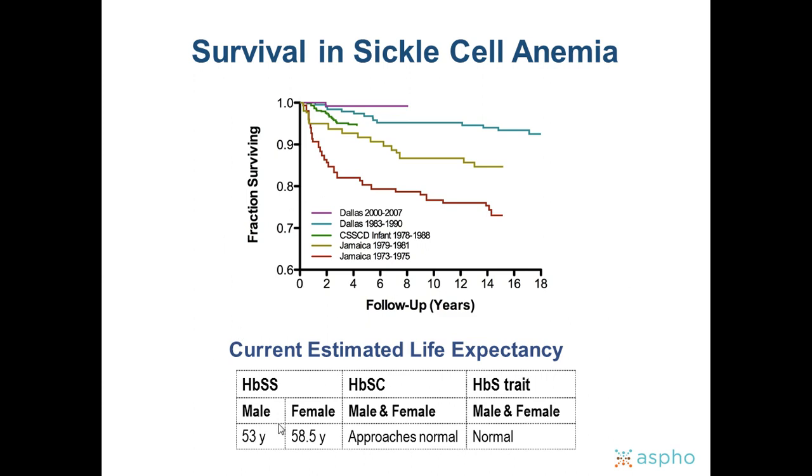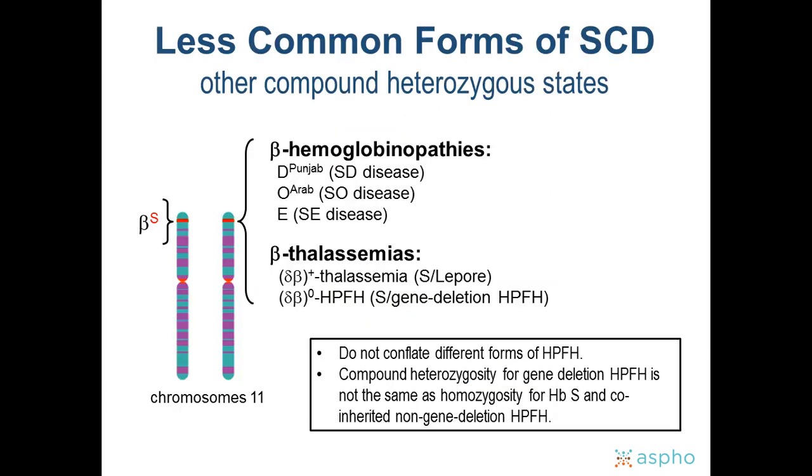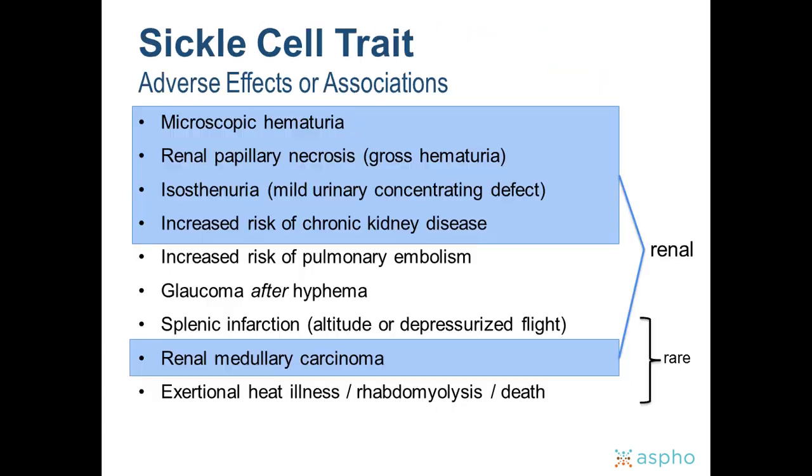The boards also want you to know that the current life expectancy for males and females is about in the 50s, and in SC, that's always approached normal, and they specify in the content outline that S trait has a normal life expectancy. Now, there are other forms of sickle cell disease, other compound heterozygous states, S with other beta hemoglobinopathies and beta thalassemias, just to be aware of.